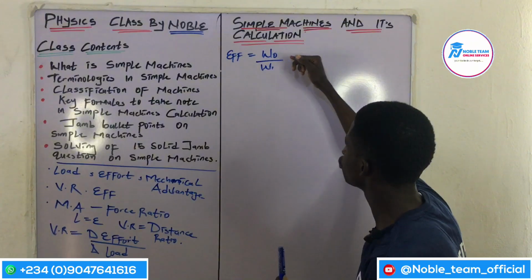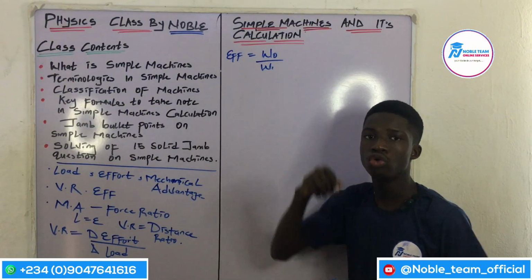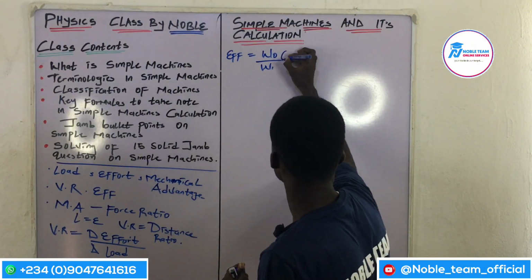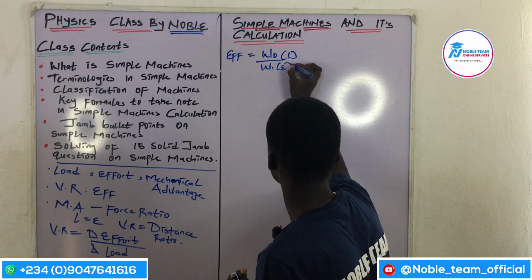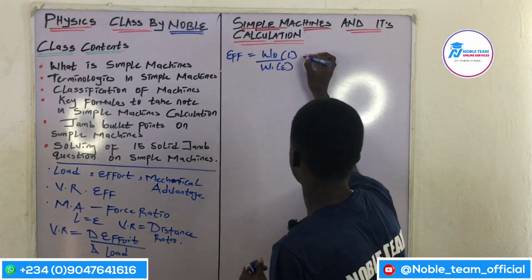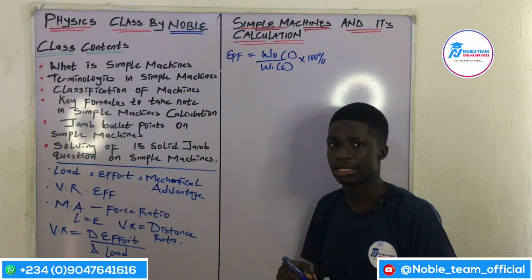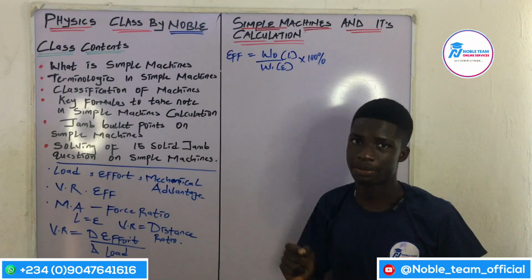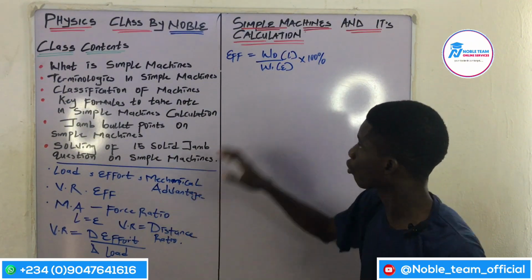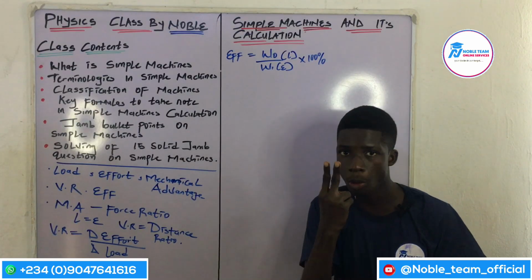Now this work output can also be called load, which is L, and this work input can also be called effort, which is E, multiplied by 100%. That is why I say that the efficiency of the machine is 100%. Now I'll explain why it is 100%. Do you understand?